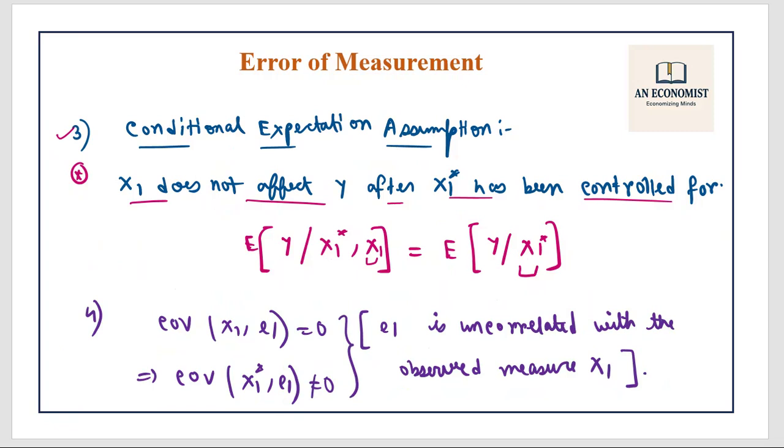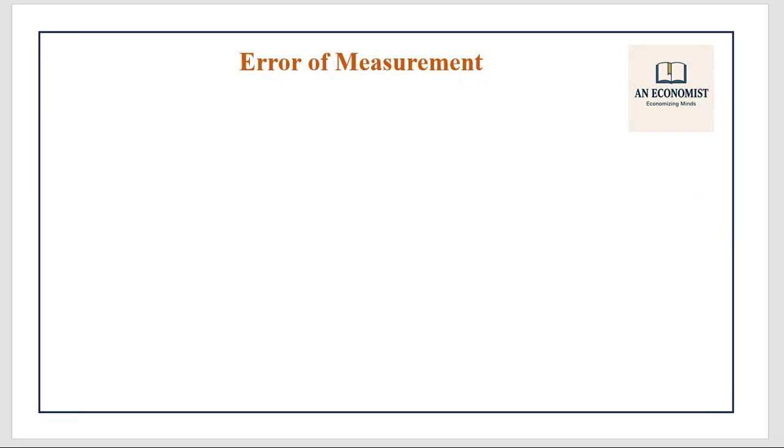So that is what I am saying: since E1, x1 and x1 star have some sort of linear relationship among them, and we are saying x1 and e1 are not correlated, which basically confirms that x1 star and e1 are definitely correlated. That is why this covariance is simply not equal to 0, right? This is the fourth assumption. So all the assumptions are done.